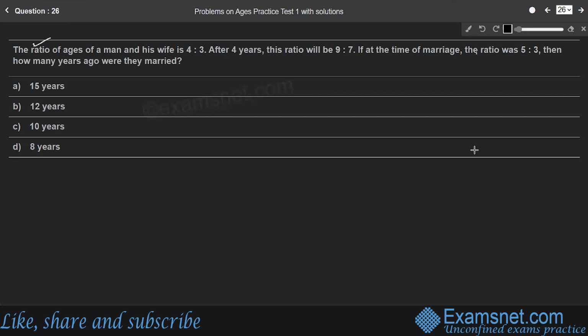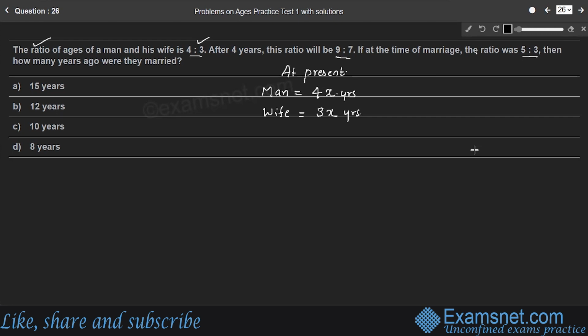Question 26. The ratio of ages of a man and his wife is 4:3. After 4 years, this ratio will be 9:7. At the time of marriage, the ratio was 5:3. Then how many years ago were they married? So we'll consider their present ages. At present, the ratio of their ages is 4:3. Therefore, we'll consider age of man as 4x years, age of his wife as 3x years.